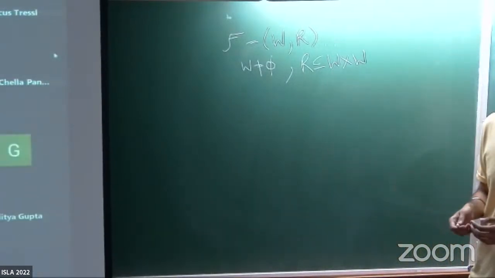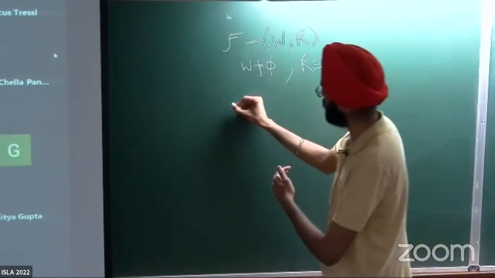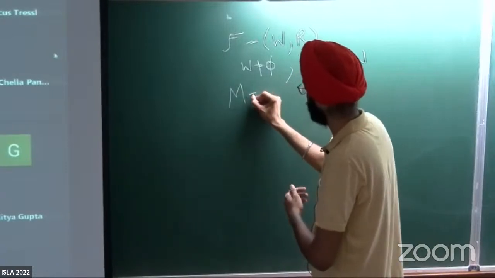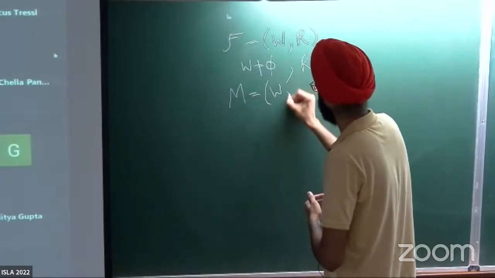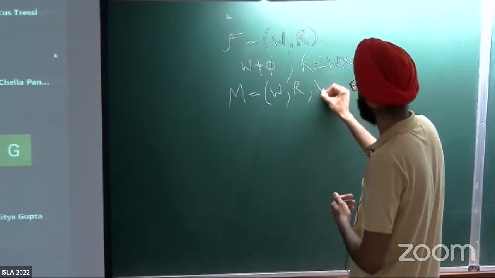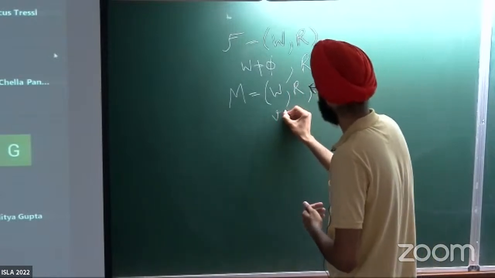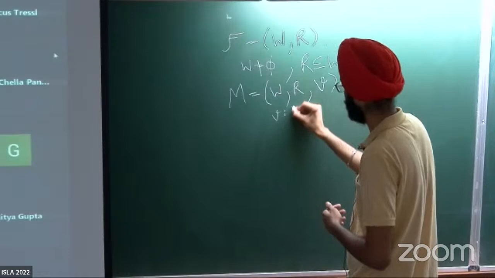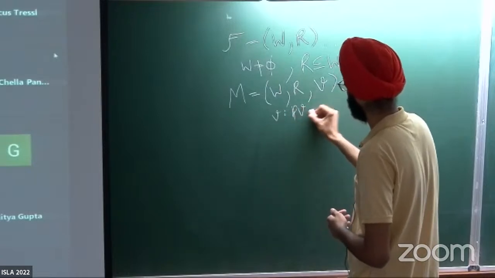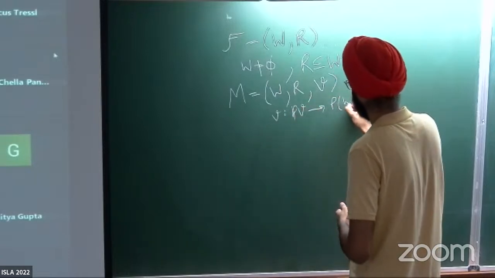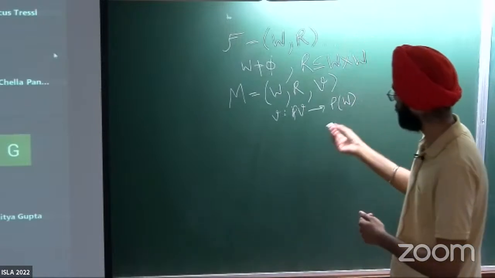How do we introduce valuations? We introduce valuations into this, and this is known as a Kripke model. So we have a frame and valuations, where valuation is a map from, just like in PL, propositional variables to the power set of worlds. Or this, why is this true?